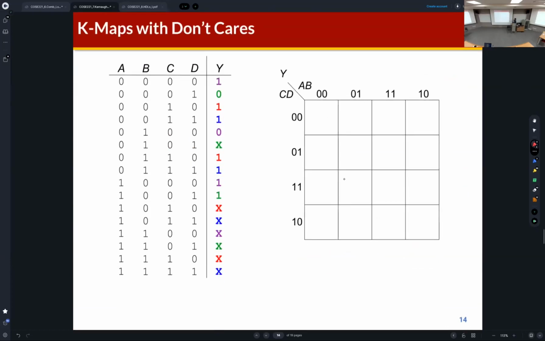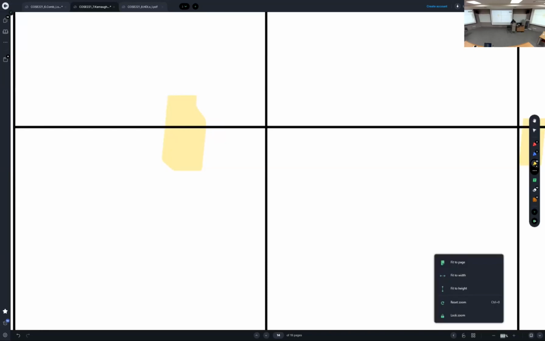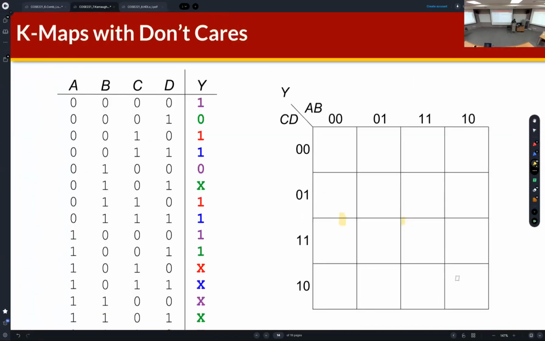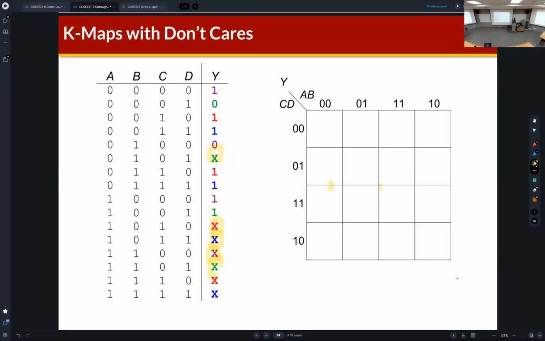So this is the example. In this example, we can find this is the 4 input Karnaugh map. You can find that the output Y is defined like this. But we can also find the Y includes the don't care. Don't care is here, don't care, don't care, don't care, don't care. Then how can we fill each element of the Karnaugh map?